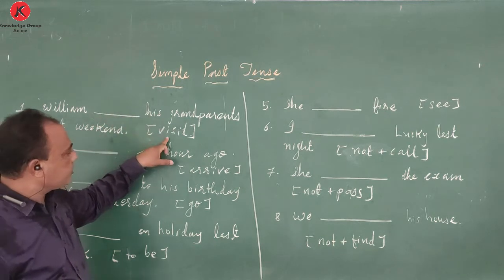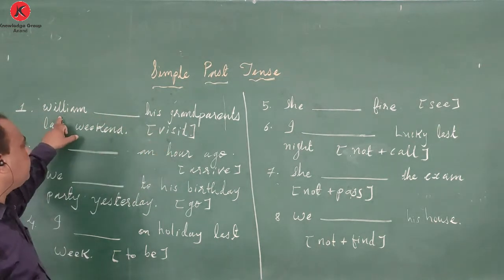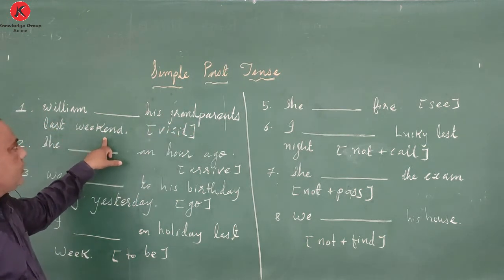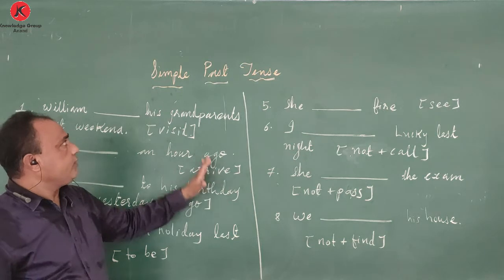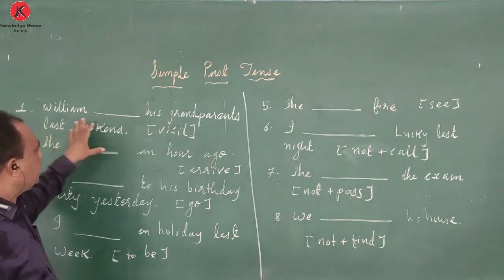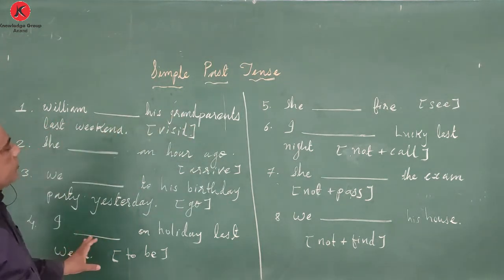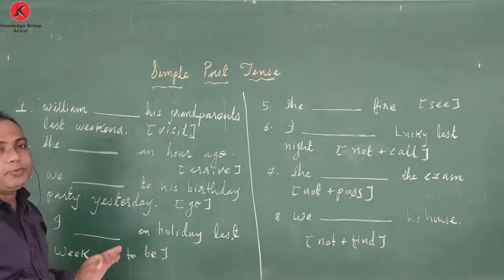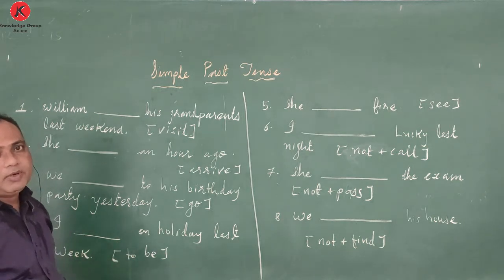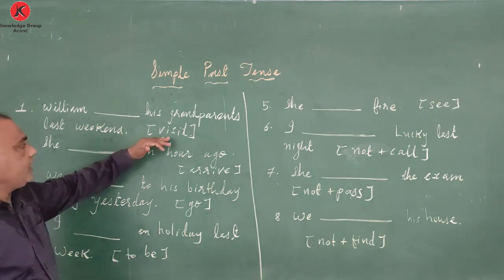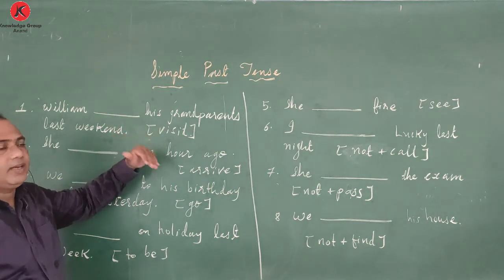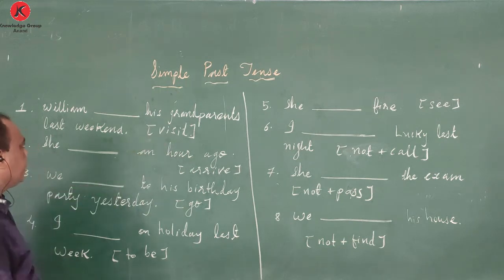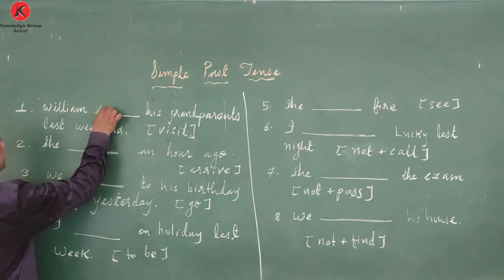The clue given to us is visit. William dash his grandparents last weekend. Now, obviously, we have to fill in the blanks with the simple past form of the verb. In simple past, if it is affirmative, definitely the V2 form will come, the second form of the verb. So we write visit, visited, visited. The third form is also visited, the second form is also visited. So, here, visited.